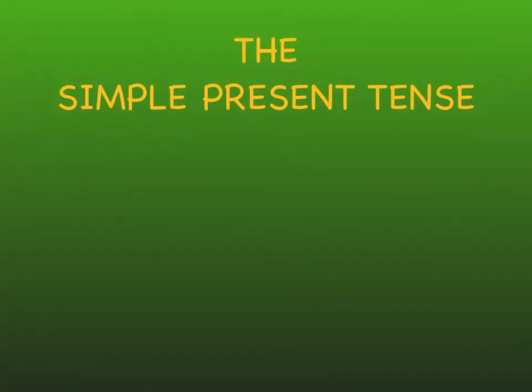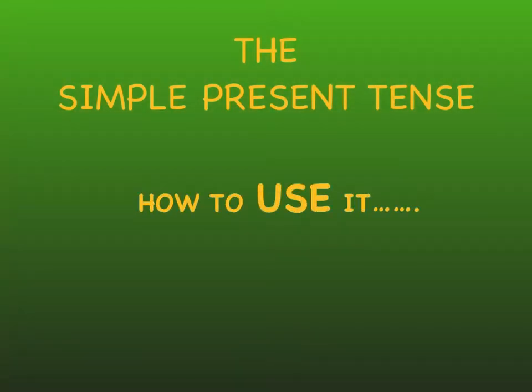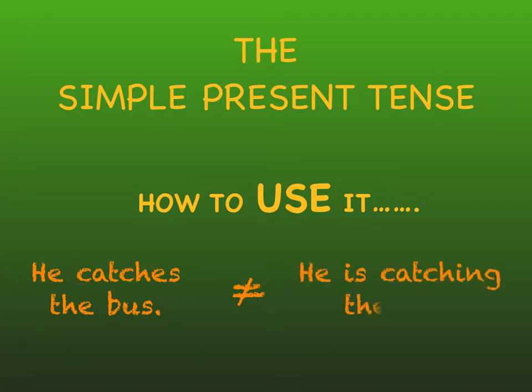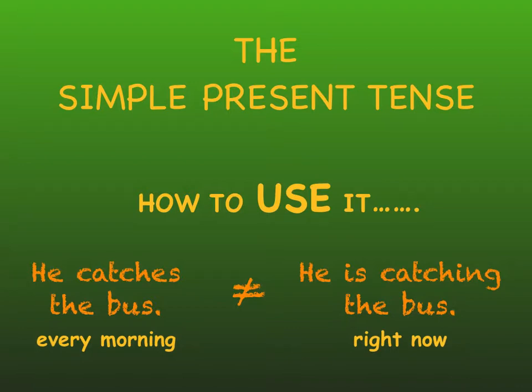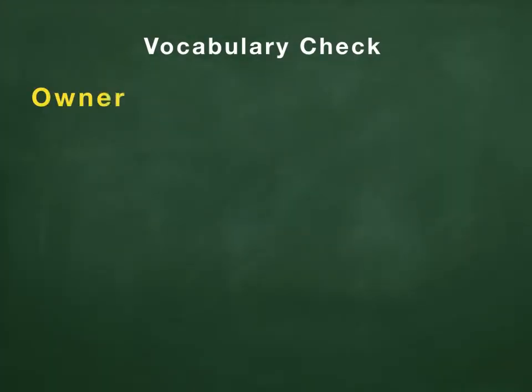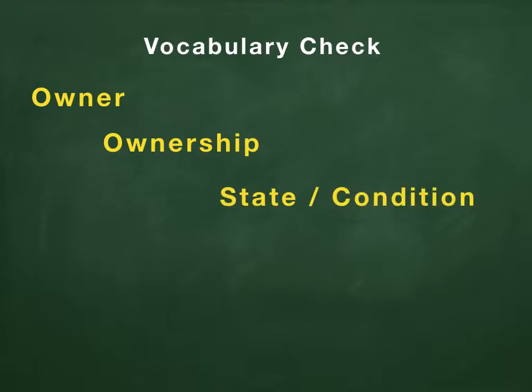This is the fourth in the series and it's on the topic of the verb to have. The simple present tense and how to use it. Remember, we want to see how the meaning of the simple present tense is different from the meaning of the present progressive tense. But first, let's check some vocabulary words you'll need. Well, if you need to check any meanings, please pause the video and look in your dictionary.